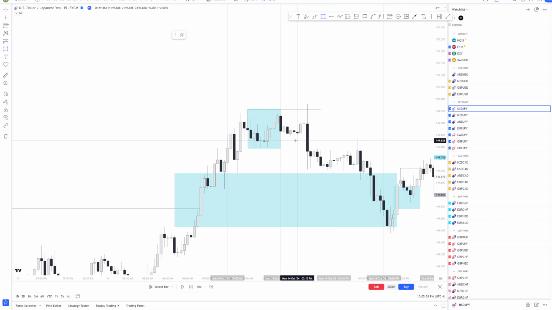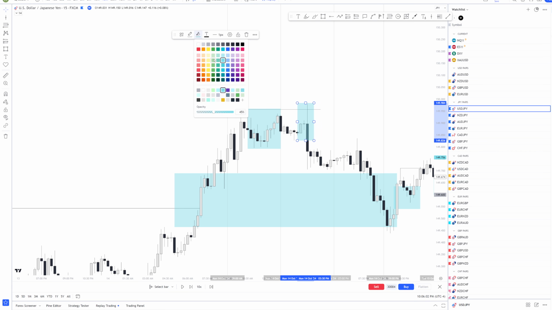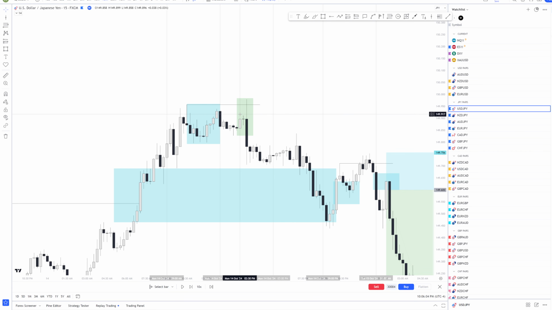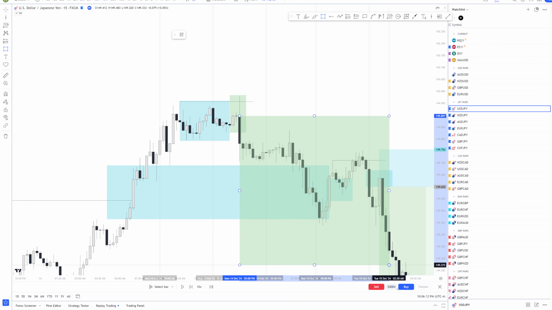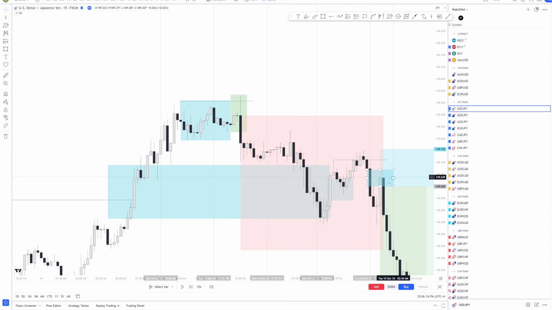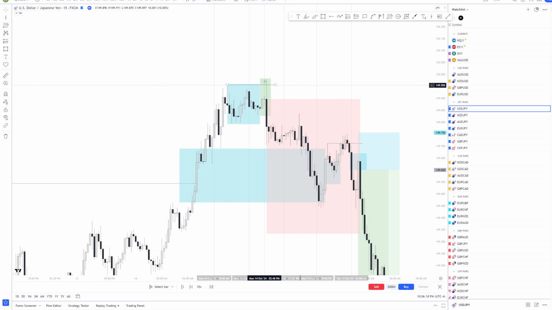Then we have the manipulation, which I'll mark like that, okay? So accumulation, manipulation, and you're expecting the distribution to occur, right? Which can be, I guess, this whole thing, which I'll make a very light color, okay? So accumulation, manipulation, make the high and displace lower.